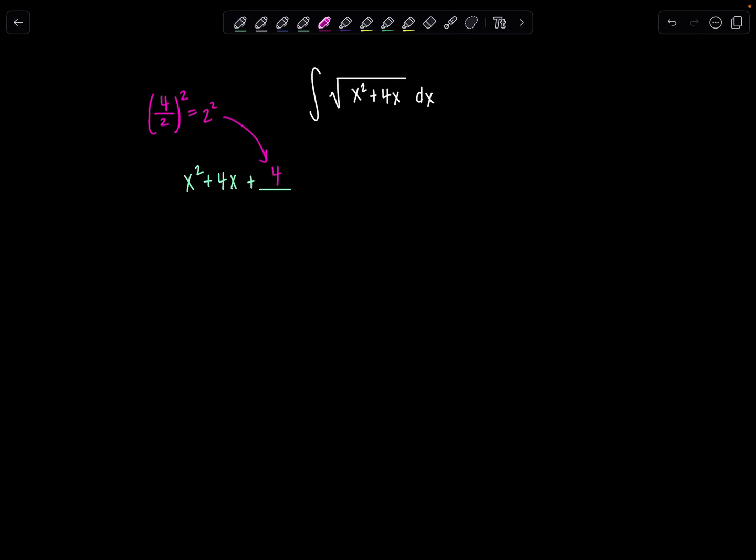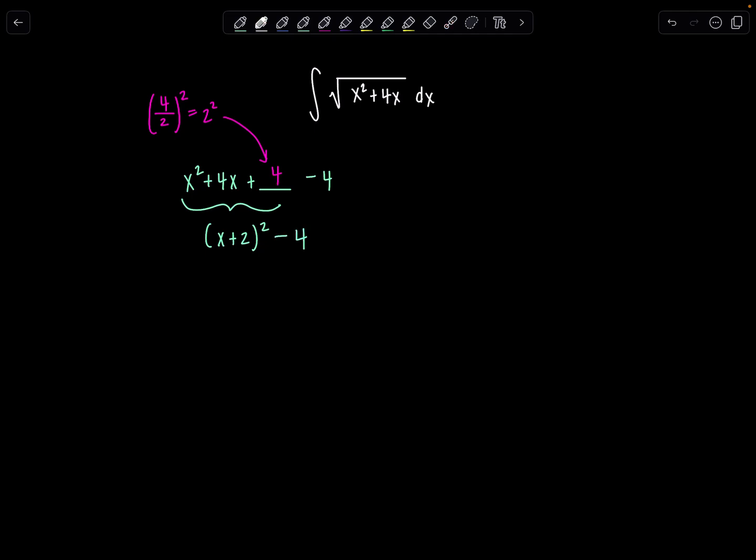But we know we can't just go willy-nilly adding 4s wherever we want. We have to keep things balanced. So I'm also going to subtract 4 at the same time. I don't have an equation, I just have an expression I'm manipulating. And now this is a perfect square trinomial, so it's going to factor into x plus 2 squared. It's always going to have the same sign as whatever is in front of the linear term, the middle term. And then the last constant is the square root of whatever you just added. And then I have minus 4.